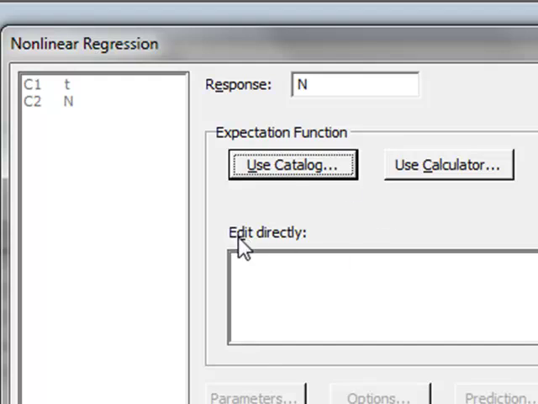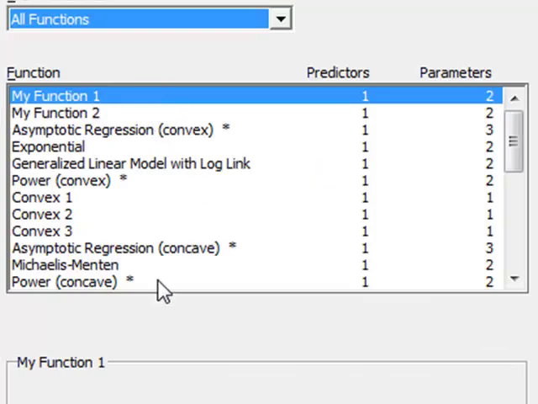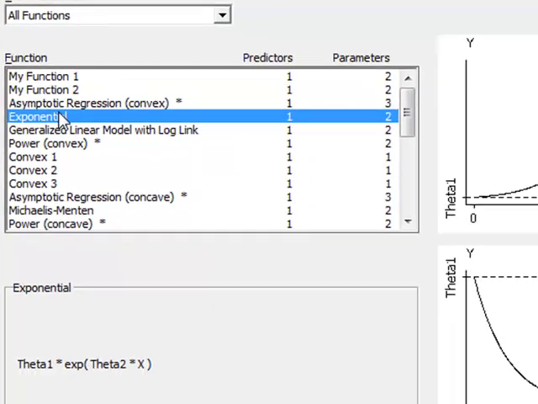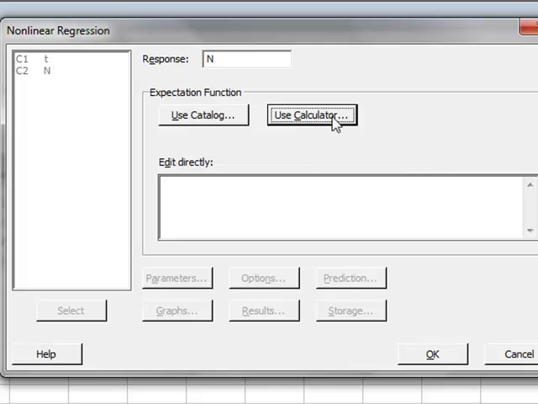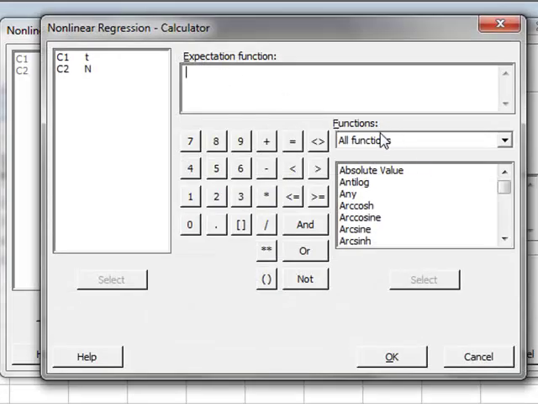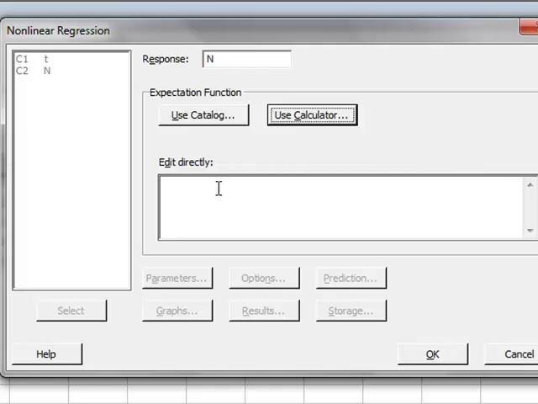And in this box, we have to enter the mathematical expression for the exponential decay. And we can do this in three ways. We could use the catalogue of possible formula. For example, for exponential, it gives it as one constant theta, exponential, another constant theta times the variable x, which in this case would be the variable t. Or we can use the calculator to enter an expression by using one of the many functions that are available. Or else we can enter the expression directly in this box.